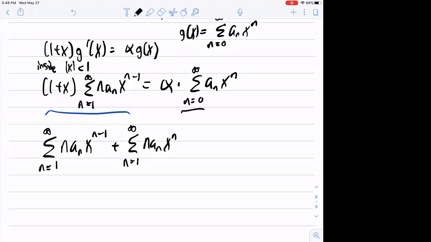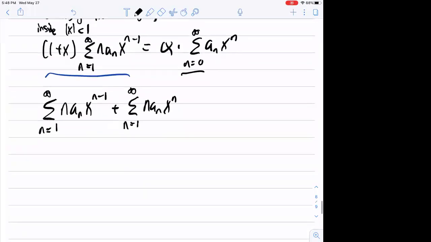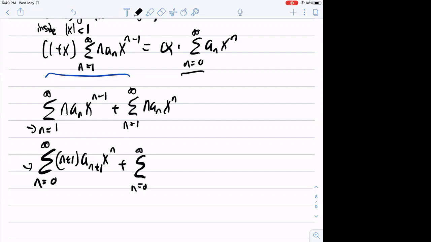Everything here starts at 0, so I need to make these sums start at 0. So let's reindex. Here, let's start at 0. But when I do that, if I subtract 1, I have to add 1. Is everyone clear that these series are equal? If you plug in 0, I get 1 times a_1 x to the 0, so it's the same series. Reality check. And then the second one, well, I could just add in 0.